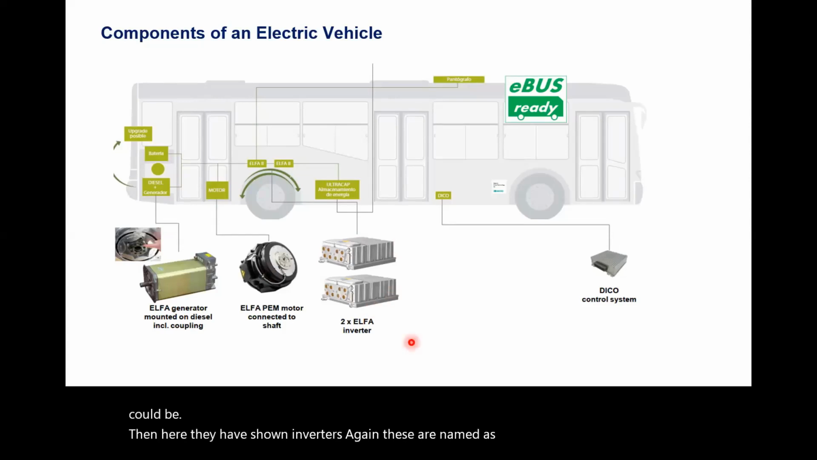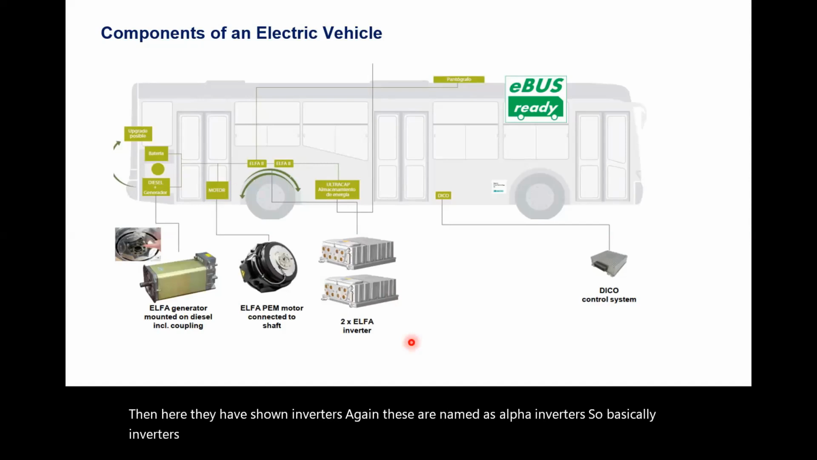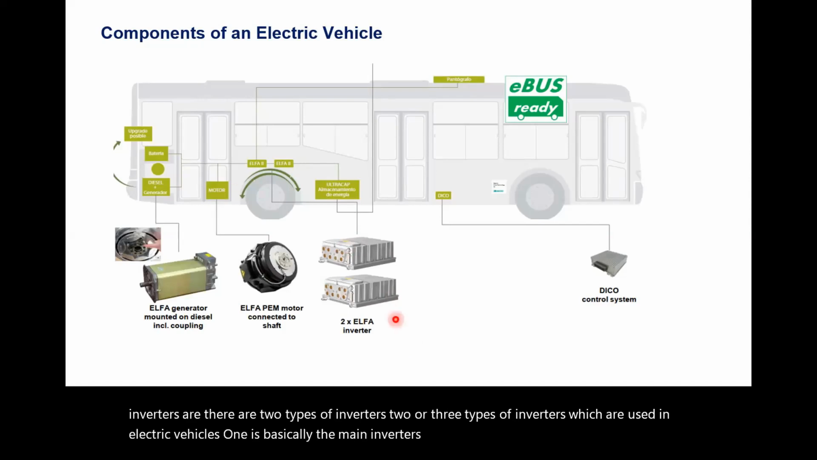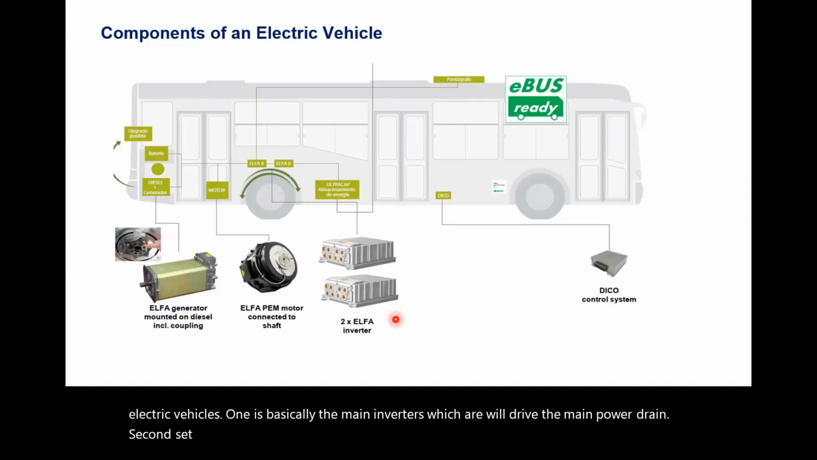So basically there are two or three types of inverters which are used in electric vehicles. One is the main inverters which drive the main powertrain. The second set of inverters are present for the auxiliary power generation. And there is another inverter which is generally kept separate for driving air conditioning. So that is the third inverter which is present in an electric vehicle. I'm specifically talking about electric buses. In electric cars, there may not be so many inverters. There could be maybe only one inverter which is taking care of all these three requirements.